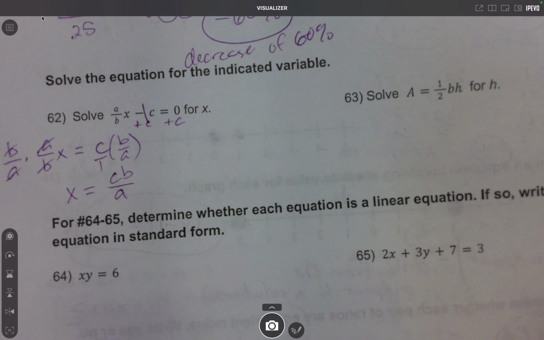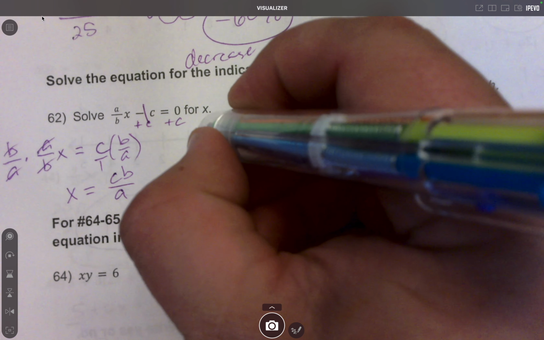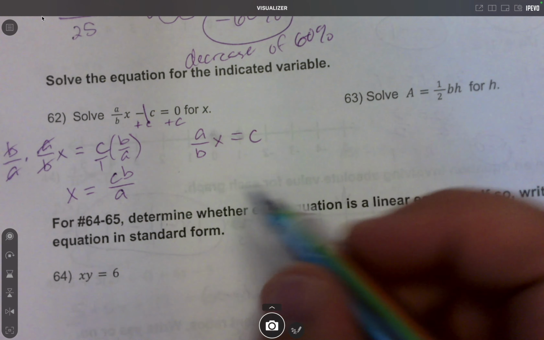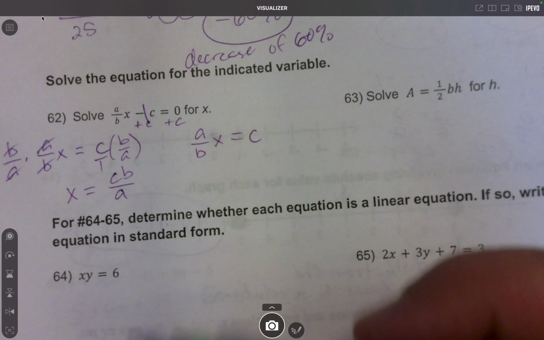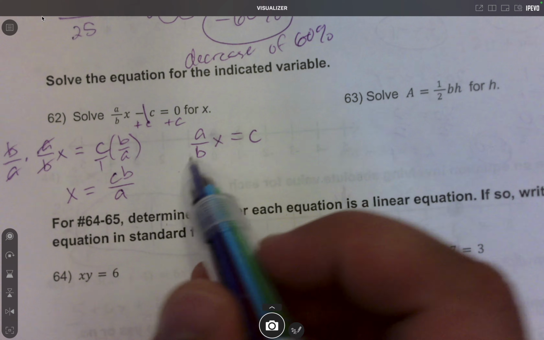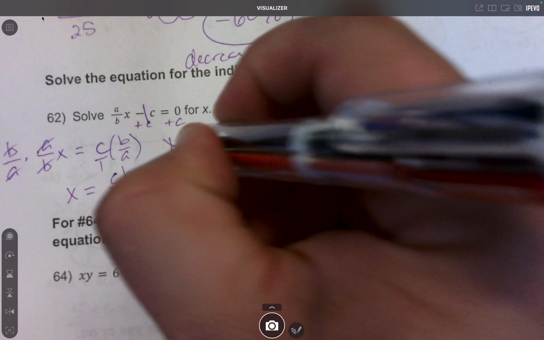Now, just to show you how you can do it in 2 steps if you want to instead, here's where we were after we added the c to both sides. Because I know it throws some people off trying to use this reciprocal thing. You can do it in 2 steps. You can say, I need to get rid of the b, and it's being divided right now. We're dividing by b, so I'll multiply both sides by b. That cancels out the b.